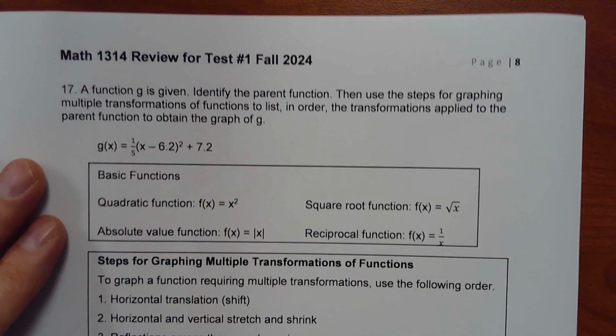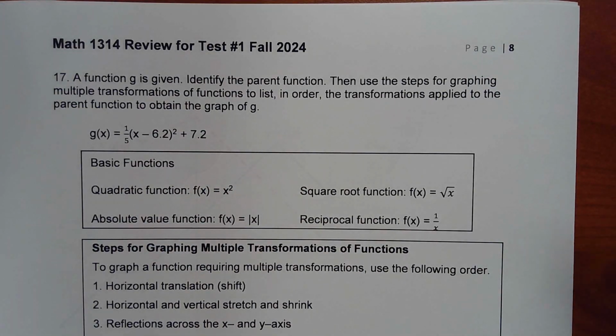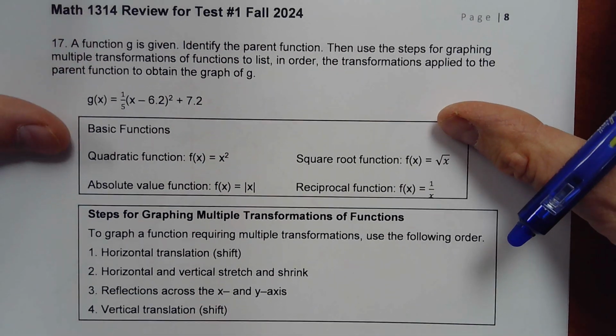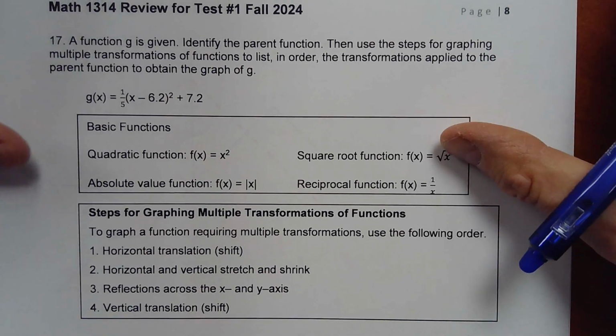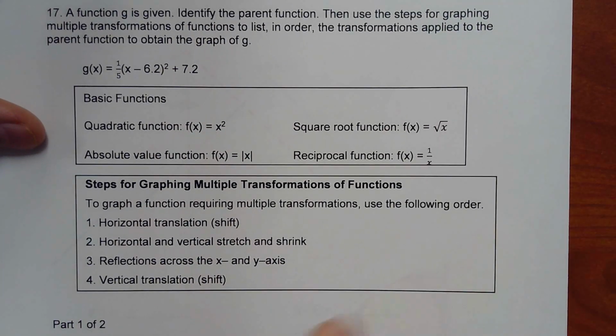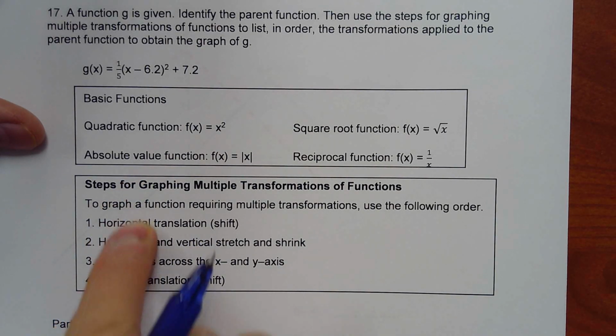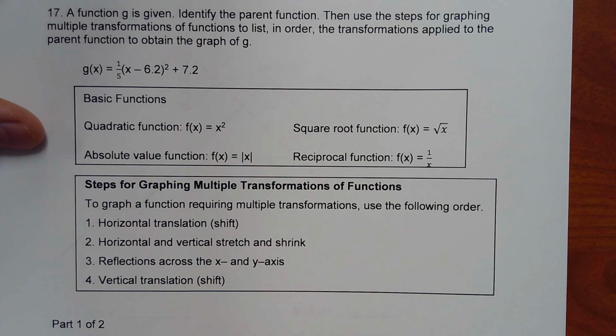All right, number 17. The function g is given. Identify the parent function. Then use the steps for graphing multiple transformation functions to list in order the transformations applied to the parent function to obtain the graph of g. Now this book is very particular here in this problem. You need to follow the order of the transformations. If you put the transformations out of order, it's going to count wrong.